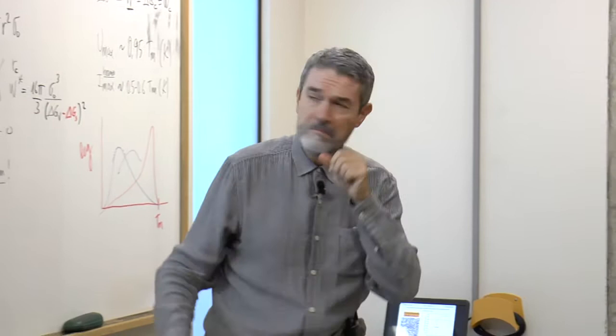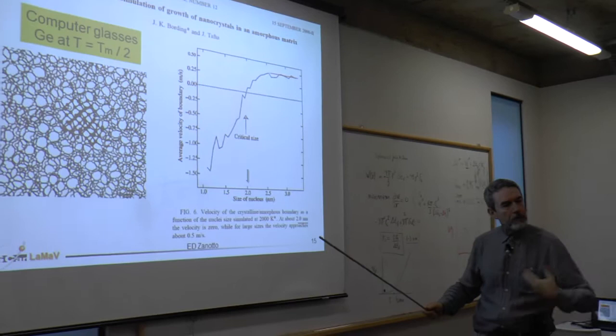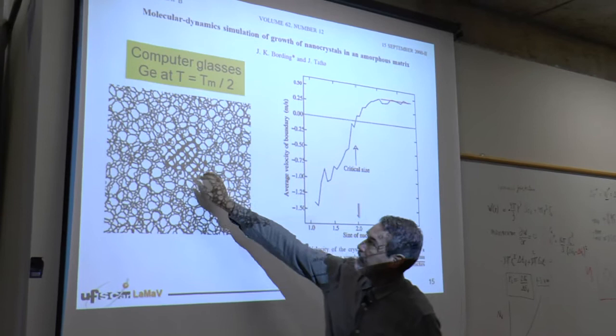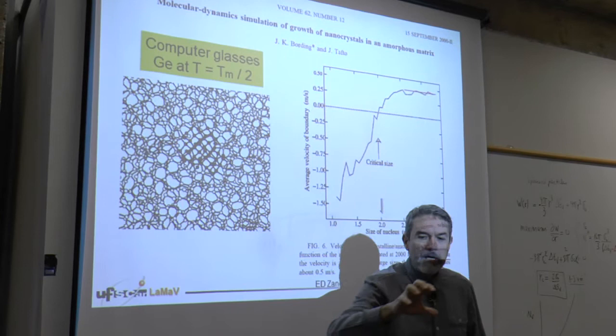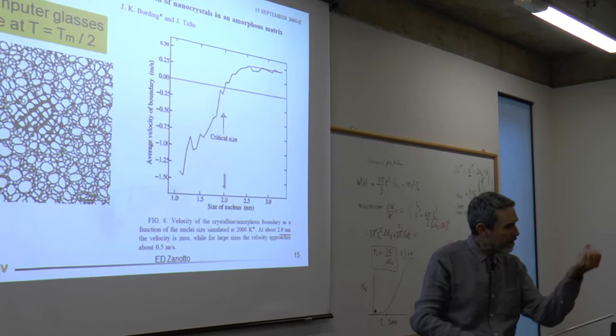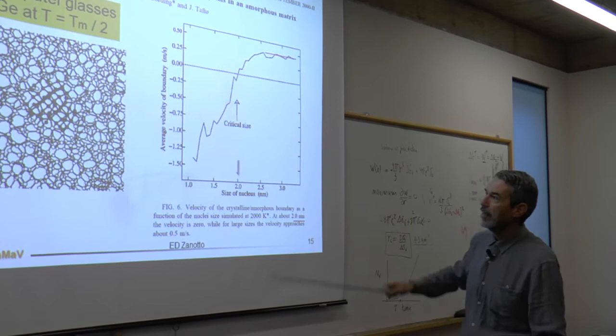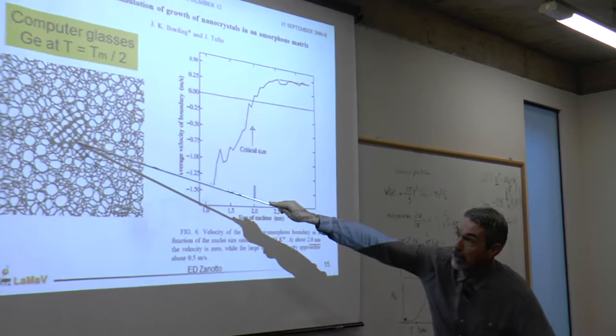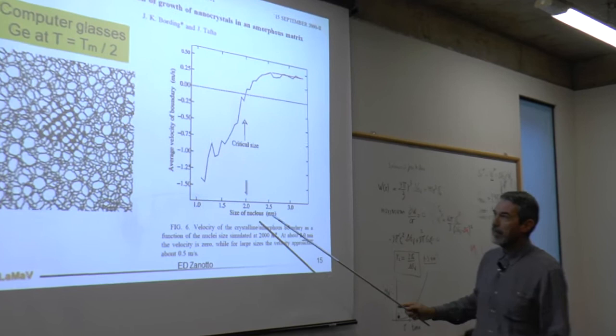And then you let the computer run, and they can measure the growth rate of these clusters here. They measure the growth rate, whether they increase or decrease in size, to test this idea of forming, dissolving, or growing. And the result was fantastic. So this is the average velocity of these crystalline clusters versus size. And this is the result.